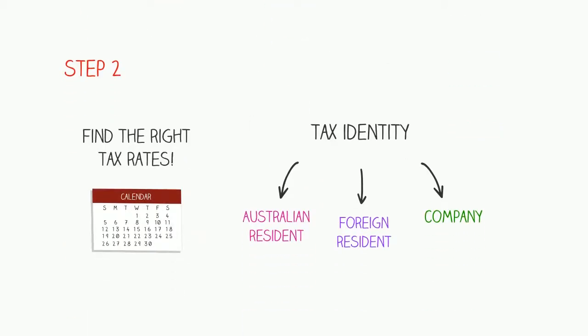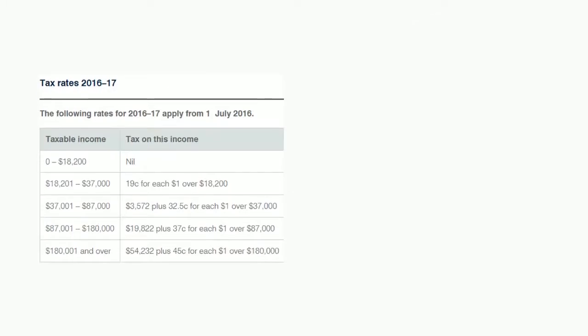The next step is to find the right tax rates based on your tax identity and the current financial year. Australian residents, foreign residents, and companies are all taxed at different rates. So let's have a look at the 2016 individual income tax rates for Australian residents as an example. These rates would only apply from the 1st of July 2016 to the 30th of June in 2017.